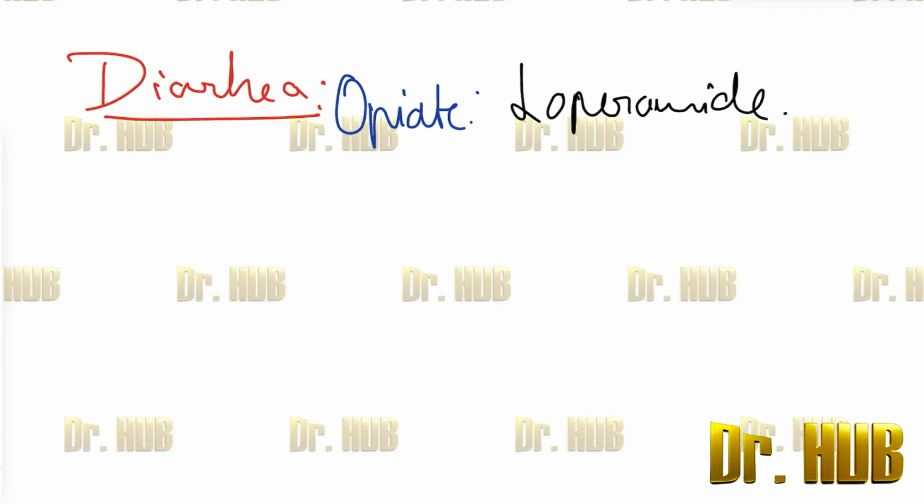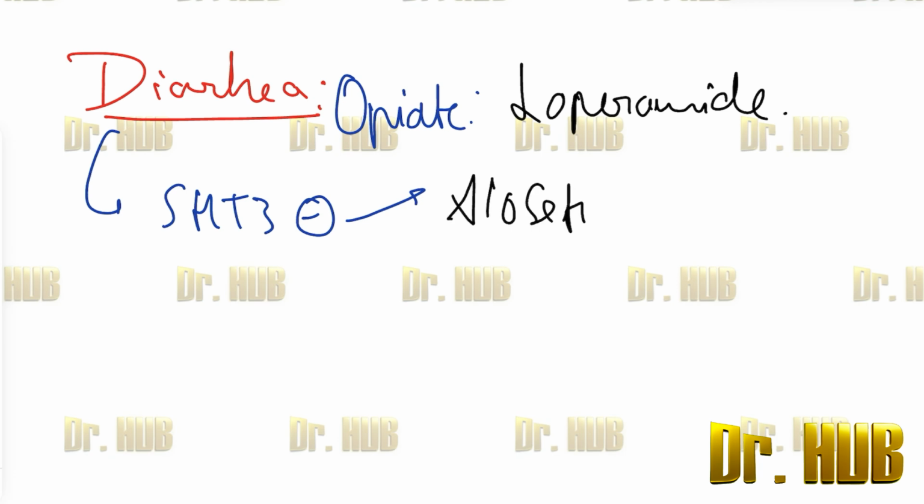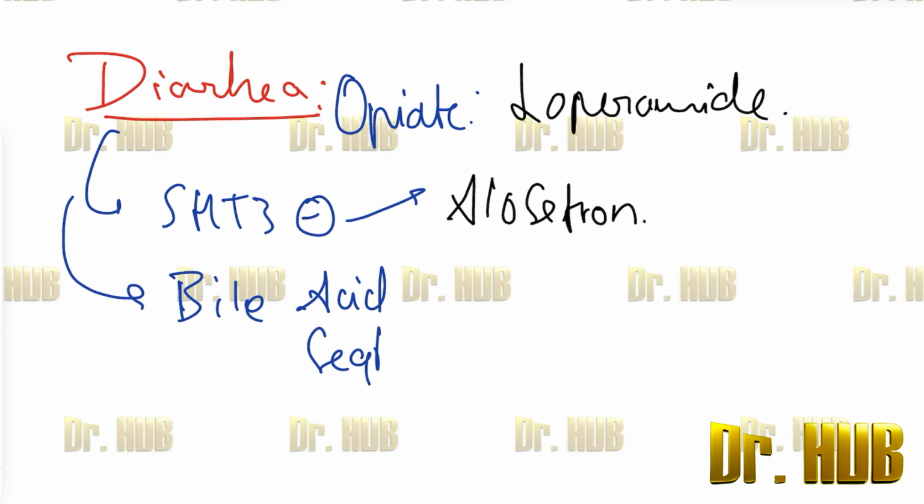Next is the 5-HT3 antagonist, and the example here is alosetron. Then come the bile acid sequestrants. So the first one was opiates, that is loperamide. The second one is the 5-HT3 antagonist, that is alosetron. The third one is the bile acid sequestrants, that is cholestyramine resin.